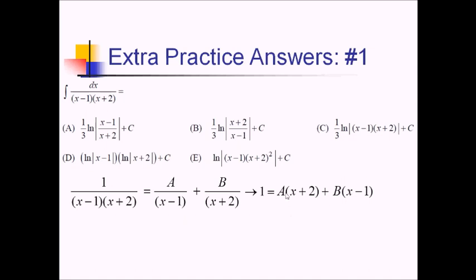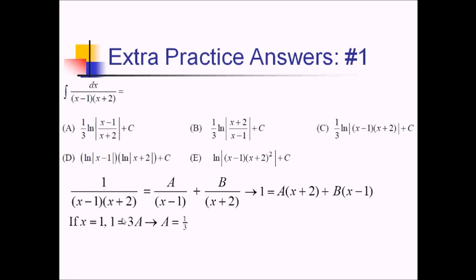So to get A, I need to get rid of B. So I'm going to let x equal 1. And if x equals 1, then this B term is going away because I've got B times 0. So I'm going to have 1 equals A times (1 plus 2), or 3A. So then A is going to be 1/3.